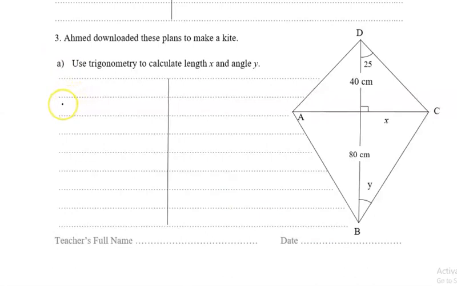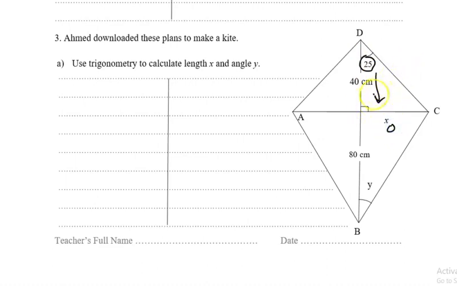Question 3. Ahmed downloaded these plans to make a kite. Use trigonometry to calculate the length x and the angle y. Now here, when I look at this triangle, I have this missing side x, this side 40, and this angle 25. So if I'm using this angle here, it's opposite this side. So this is my opposite.